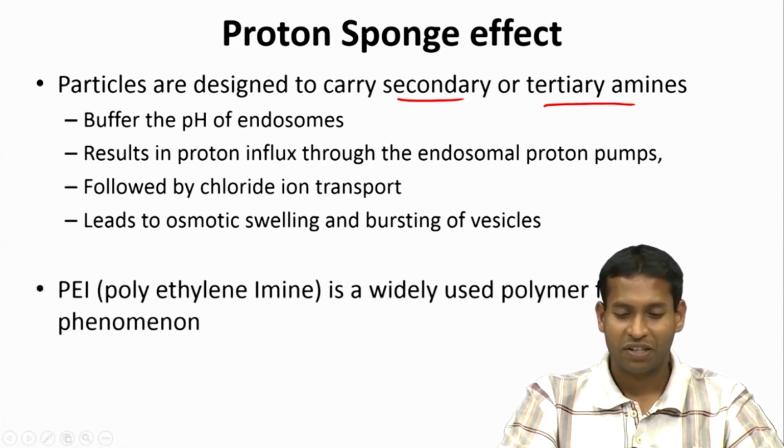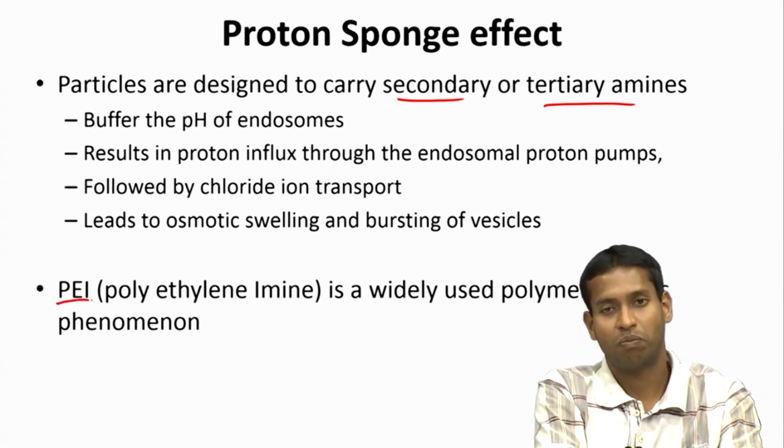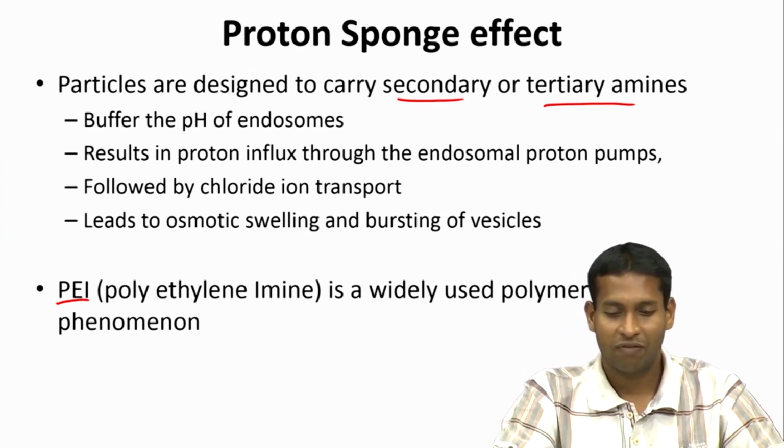So, one of the polymers that is very widely used is polyethyleneimine. It is a highly positively charged polymer, just because it has lots of tertiary and primary amines, and again very widely used.